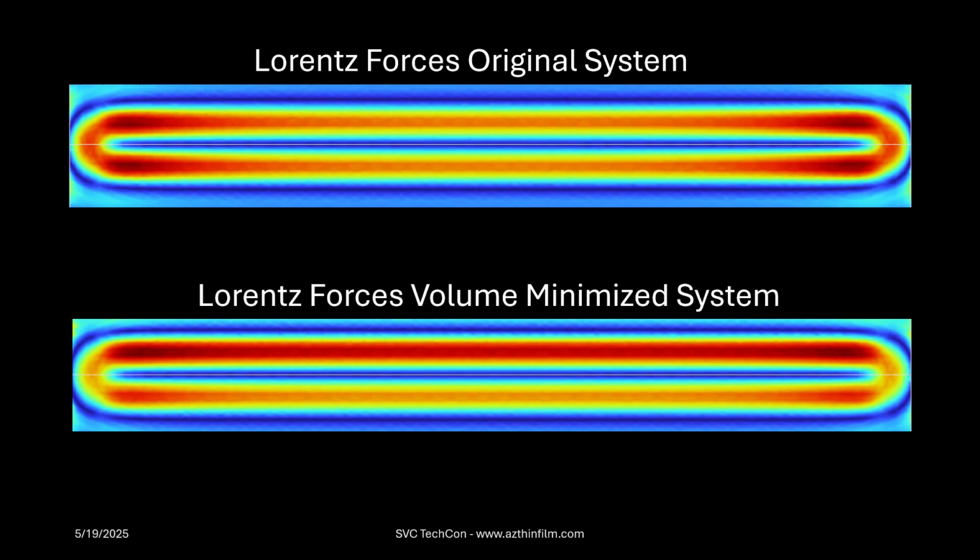And so if I compare that to the original Lorentz forces, we can see, again, the inside and outside racetracks are basically the same. And then the Lorentz forces with the minimized volume system has the high intensity racetrack on the outside and the low intensity on the inside between the two targets.